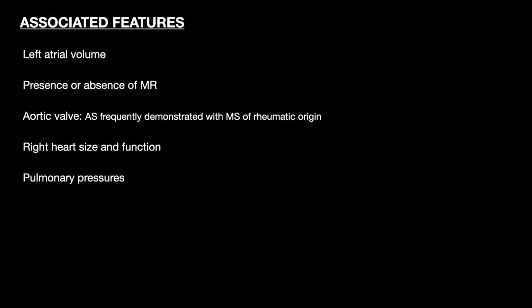It's also important to look for associated features when you're assessing for mitral stenosis. So look at the left atrial volume. You'd expect if there's significant stenosis, there'd be LA dilatation. Look for the presence and absence of MR. This has implications for methods of grading, but also implications for choice of treatment down the track. Look at the other valves. Aortic stenosis is frequently demonstrated in patients with mitral stenosis of rheumatic origin. Look at the right heart size and function and also pulmonary pressures.